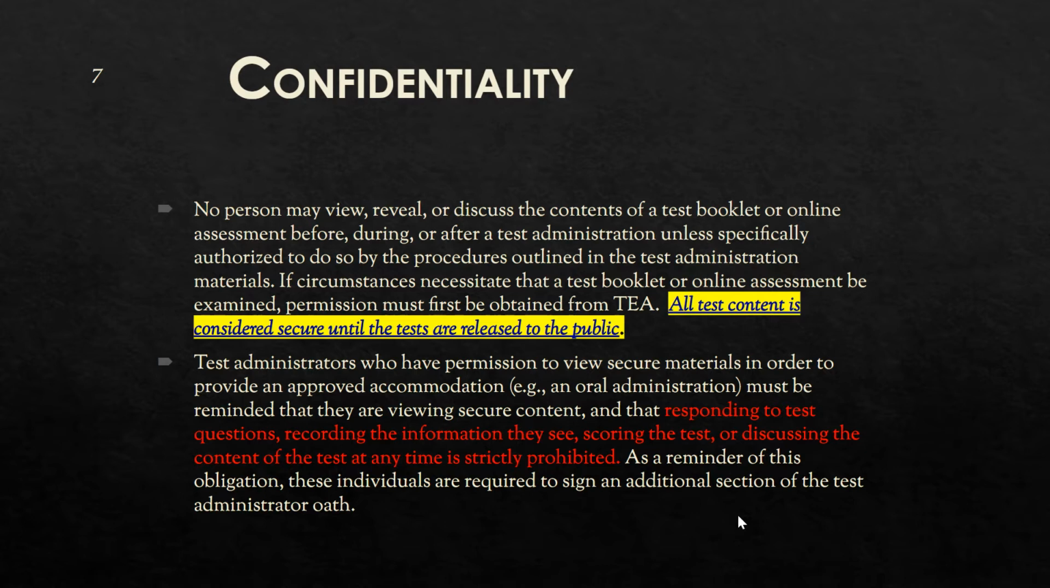We do have some test administrators, though, that have to give that test orally to our students. And so they're reading contents of that test, and so they are able to view that secure content. They're just not able to talk about it. They do sign an additional component of our oath to state that they will not talk about what they've read. And any deviation from that is an irregularity. It's a serious irregularity. And so that's why our proctors who do those oral administrations are given additional training so that they are fully prepared for those testing environments.